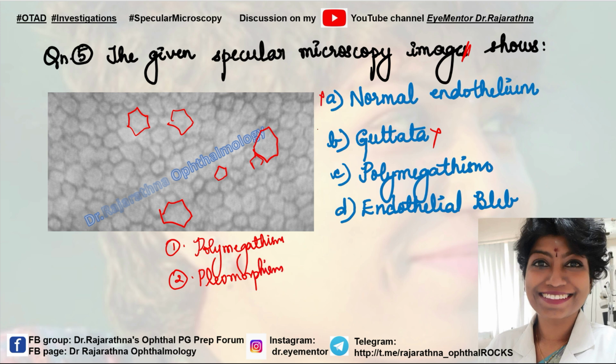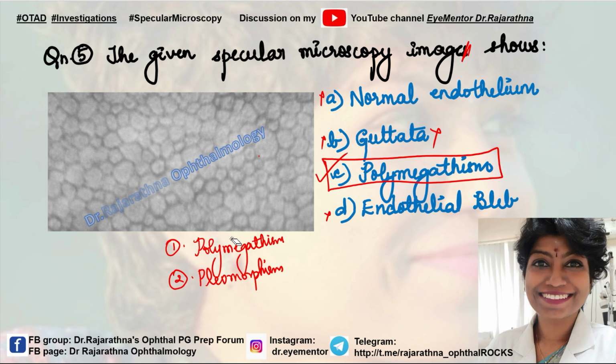No, this is definitely not normal endothelium. Guttata, no way. You know guttata is going to have that blackish appearance, right? It's going to appear dark. Polymegathism, yes. D, endothelial bleb, no. Okay, so the answer here is polymegathism.